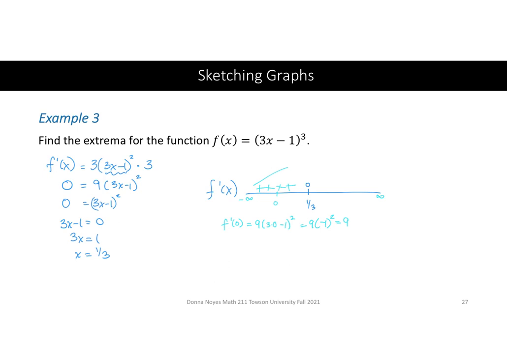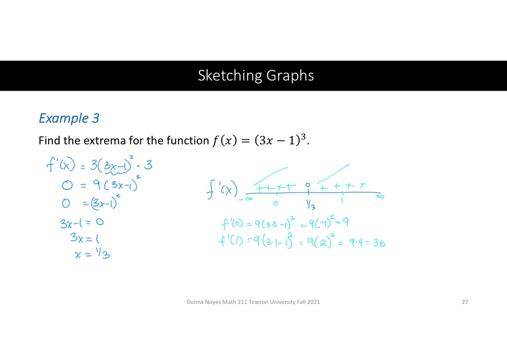Let's test another value greater than 1/3, so let's pick 1. Remember, stick with the easy values if you can: negative 1, 0, 1. So let's find f prime of 1. We get 9 times 3 times 1 minus 1 quantity squared, which would be 9 times, well, 3 times 1 is 3, minus 1 is 2, so 9 times 2 squared, which would be 9 times 4, which is 36. Well, this is also positive. So we have a positive to a positive.